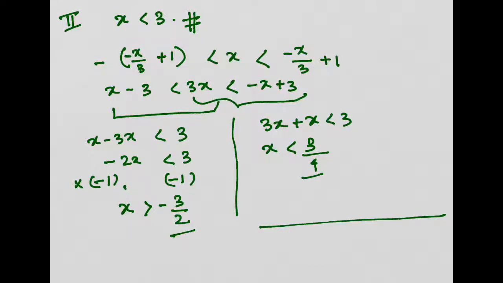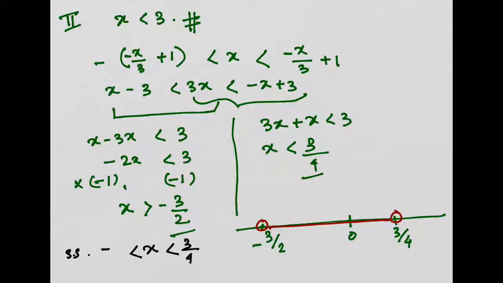And on the number line, if this is my origin and this is my 3 by 4, then this would be my minus 3 by 2. Here it is a negative number. So my solution set is lying in between these. So this is my solution. My solution set for the given inequalities is x. First I am writing this 3 by 4 and minus 3 by 2. So x lies in between this. So this is my solution.